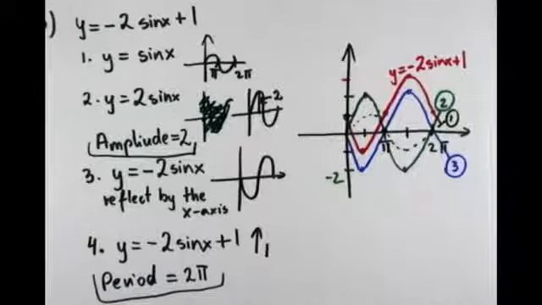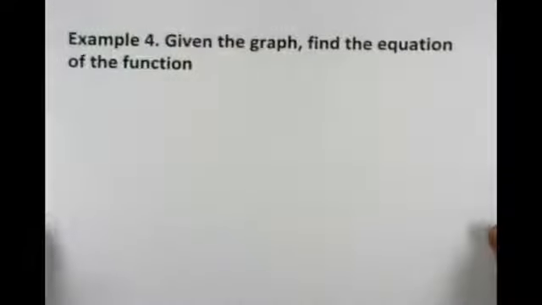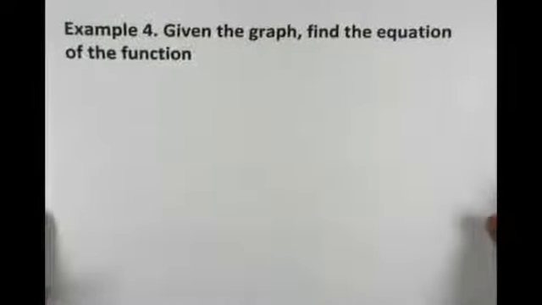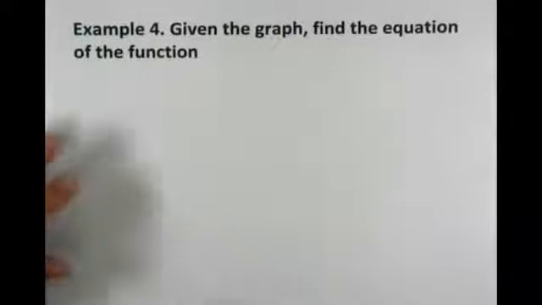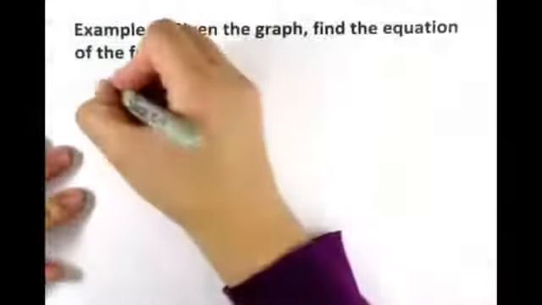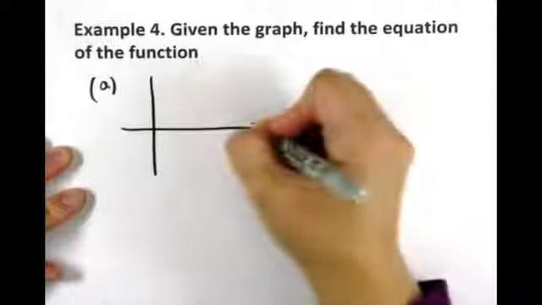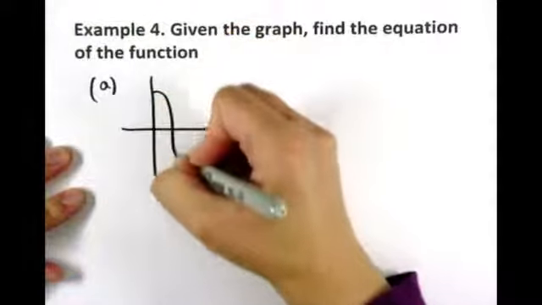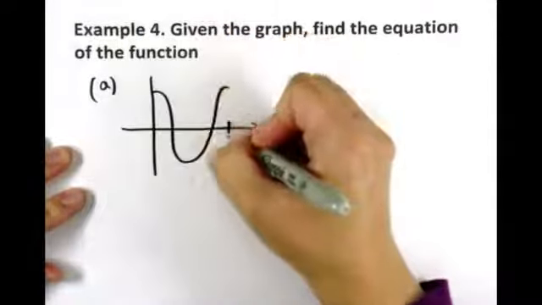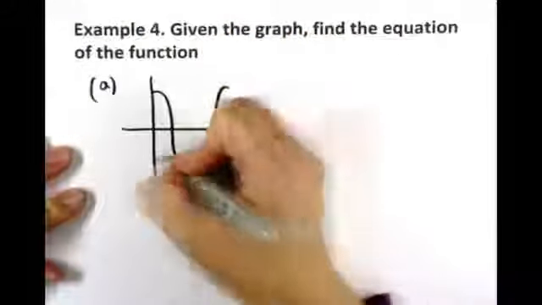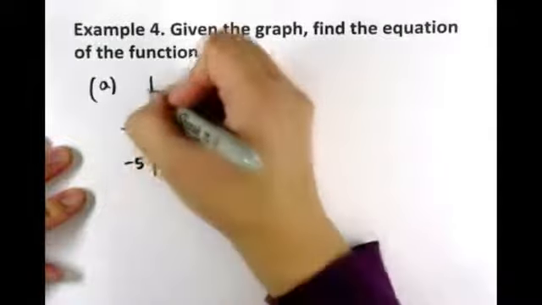Okay, now we have example 4. Given the graph, find the equation of the function. And we have a graph like this. This one is 2 pi, and this one is minus 5, and this one is 5.